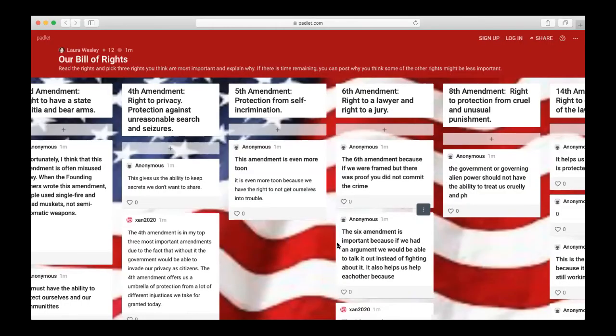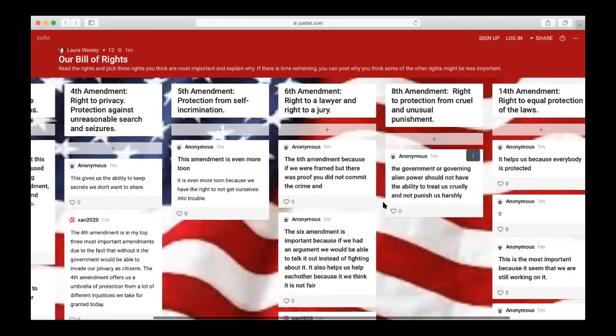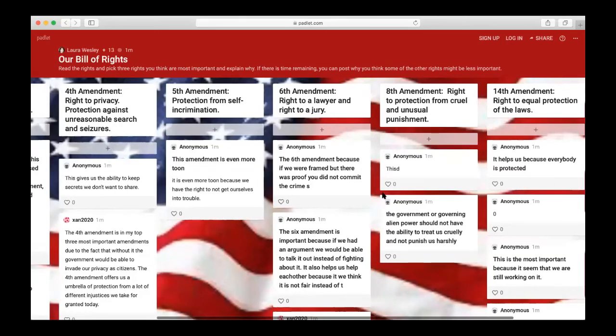Zan 2020 writes, "The Fourth Amendment is my top 3 most important amendments. Without it, the government would be able to invade our privacy as citizens. It also gives us ability to keep secrets we don't want to share." Fifth Amendment, protection from self-incrimination. Gives us the right not to get ourselves into trouble. Sixth Amendment, someone writes, "Because if we were framed and there was proof you did not commit the crime, you don't have to go to jail for something you did not do." And the Sixth Amendment is important because if we had an argument, we'd be able to talk it out instead of fighting about it.